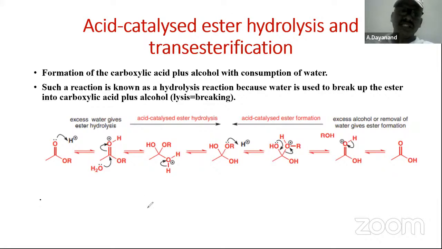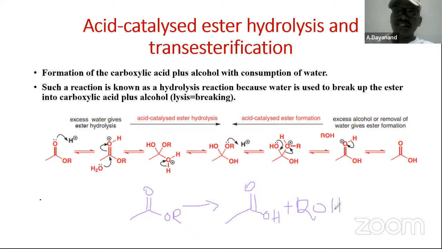In ester hydrolysis, what we have is COOR, which is nothing but an ester. It is converted into a carboxylic acid like this, COOH, plus ROH. Alcohol is also lost.